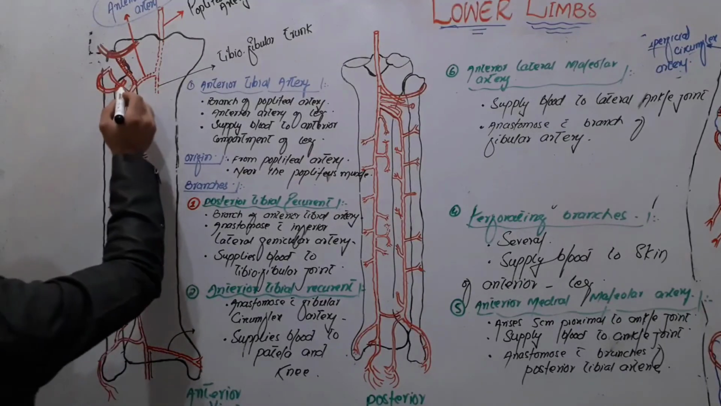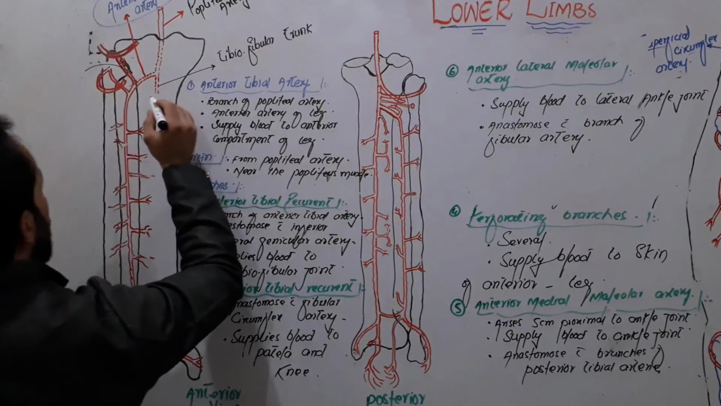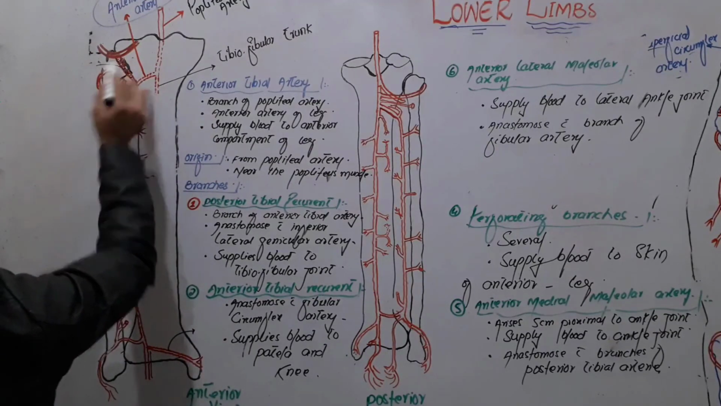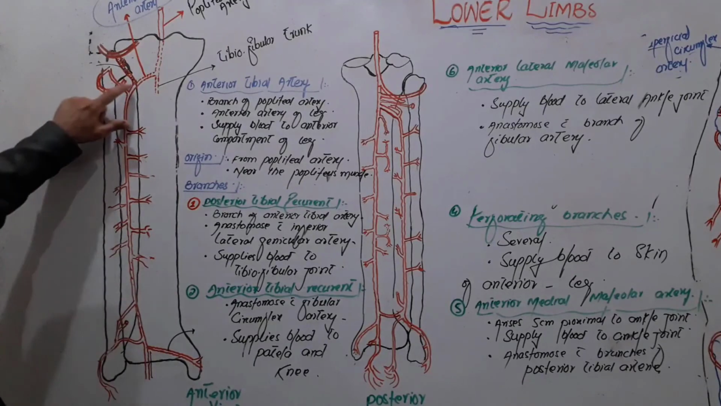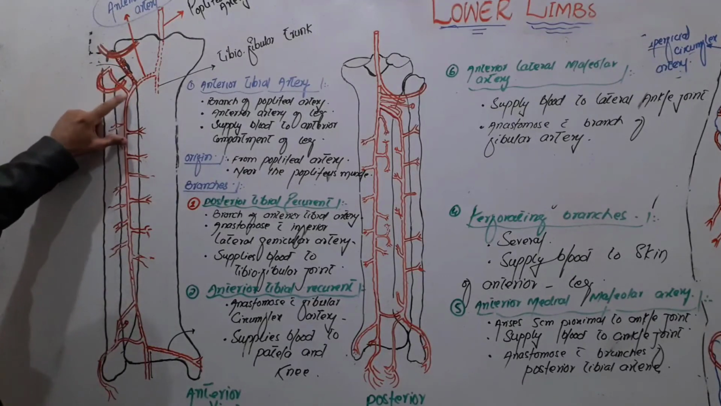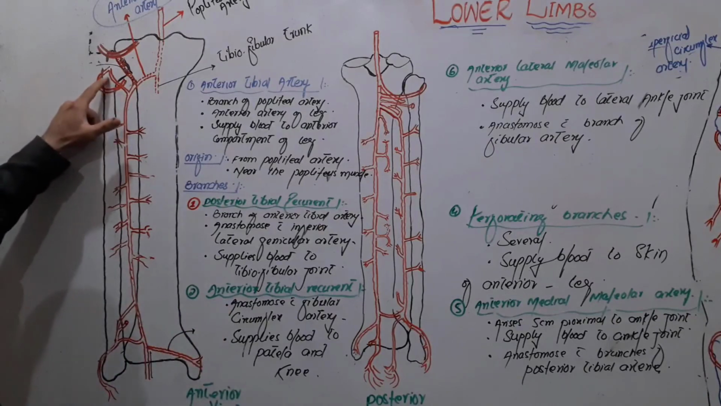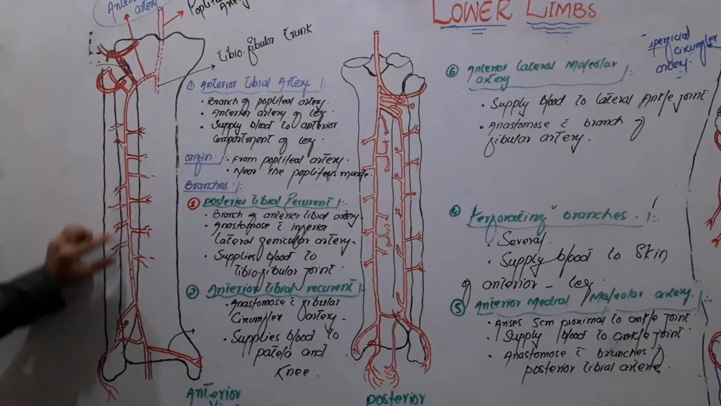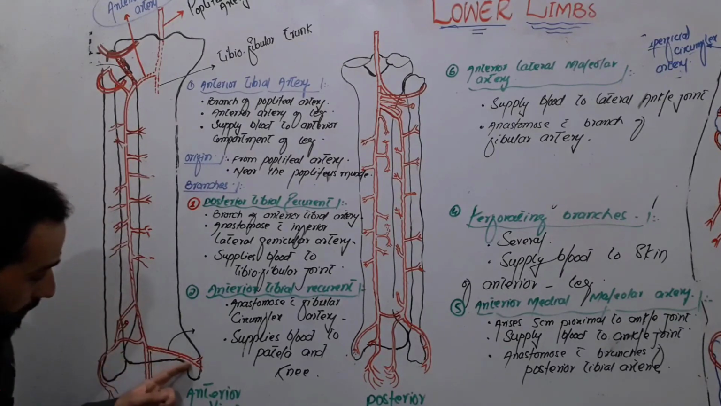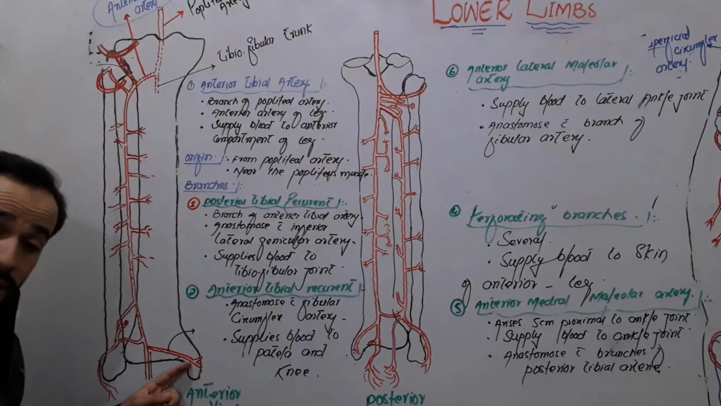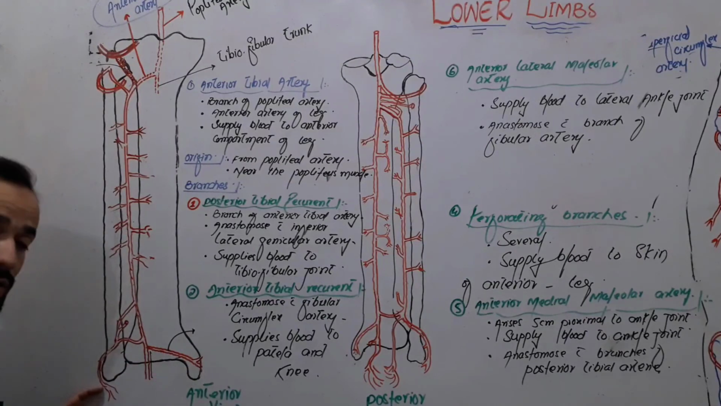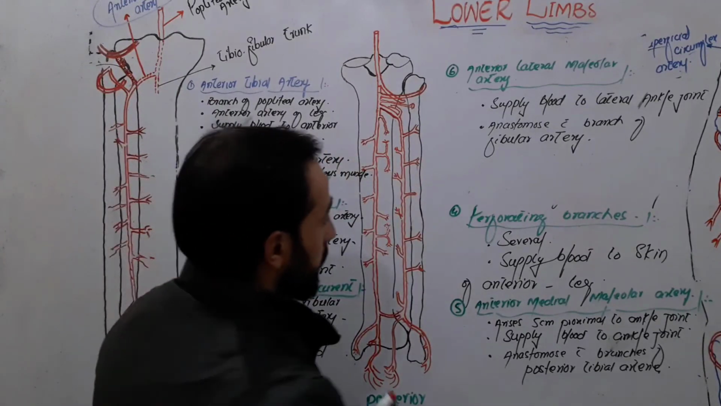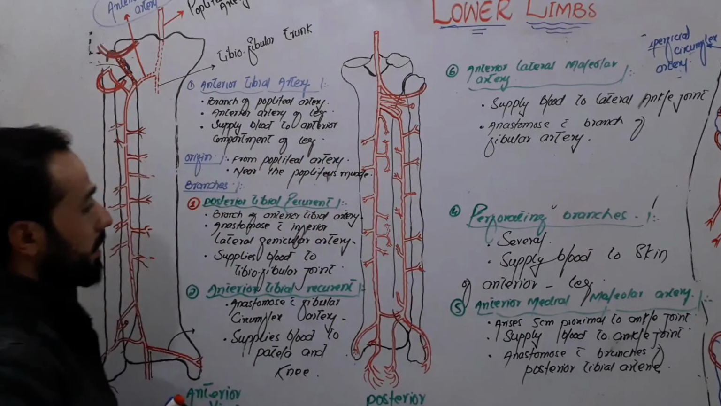Let us name them. This first branch is called the posterior tibial recurrent artery. The second branch is called the anterior tibial recurrent artery. These branches are called the muscular branches. Then some perforating branches also. Then there is the anterior medial malleolar artery, and then there is the anterior lateral malleolar artery. So these are the branches of the anterior tibial artery.